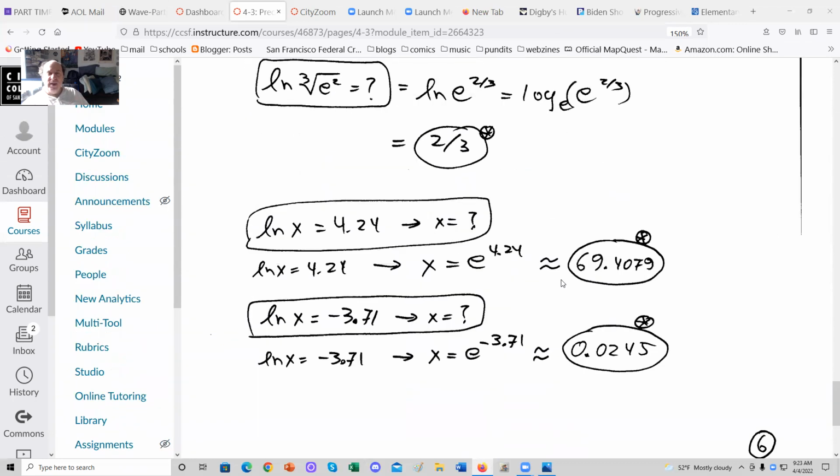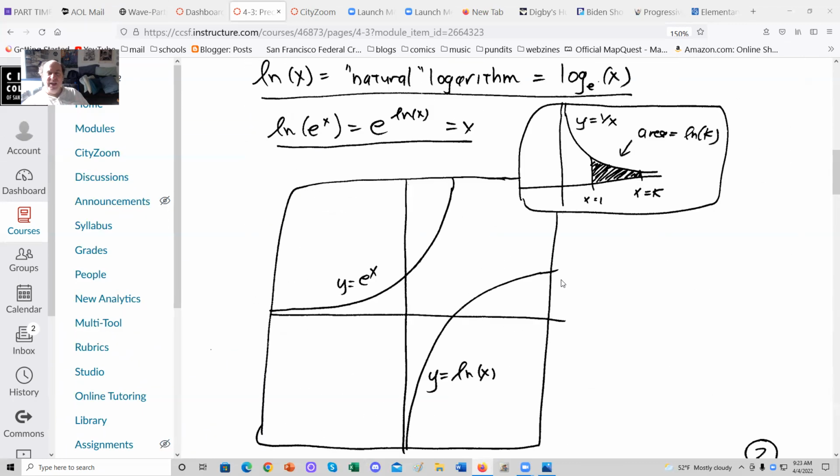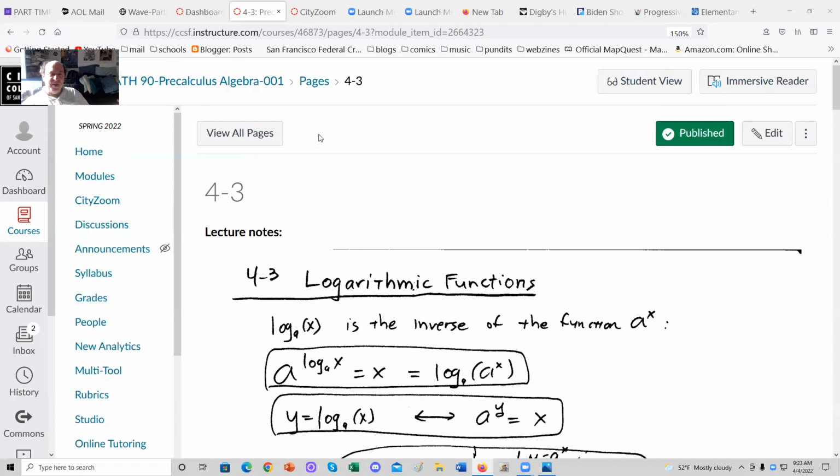Okay, so that's the very, very basics to be told about logarithms. All right. Let's see what we have here.